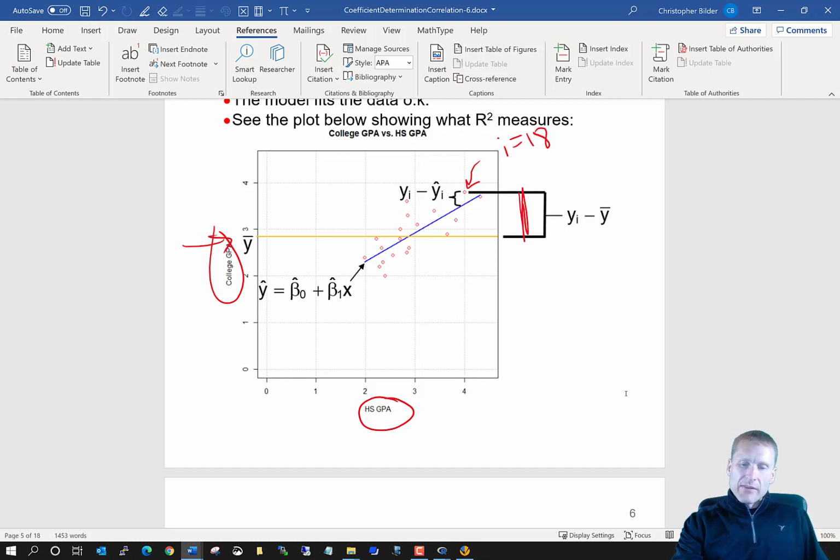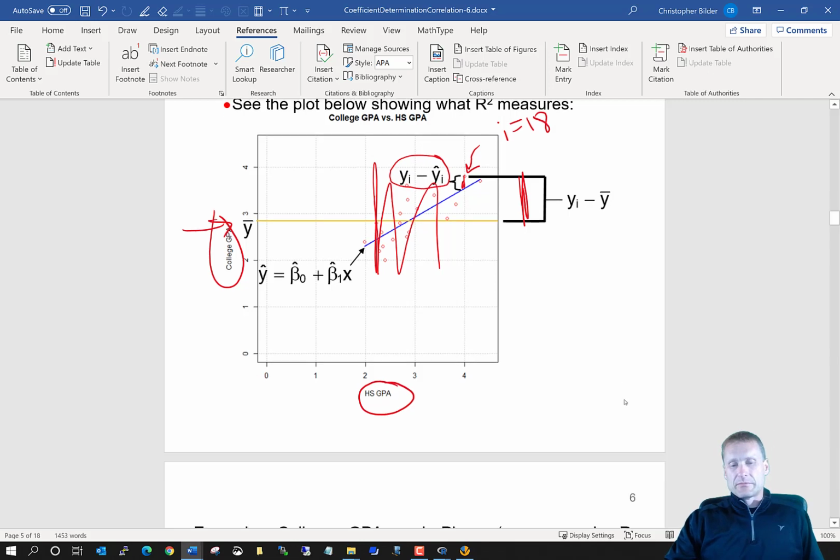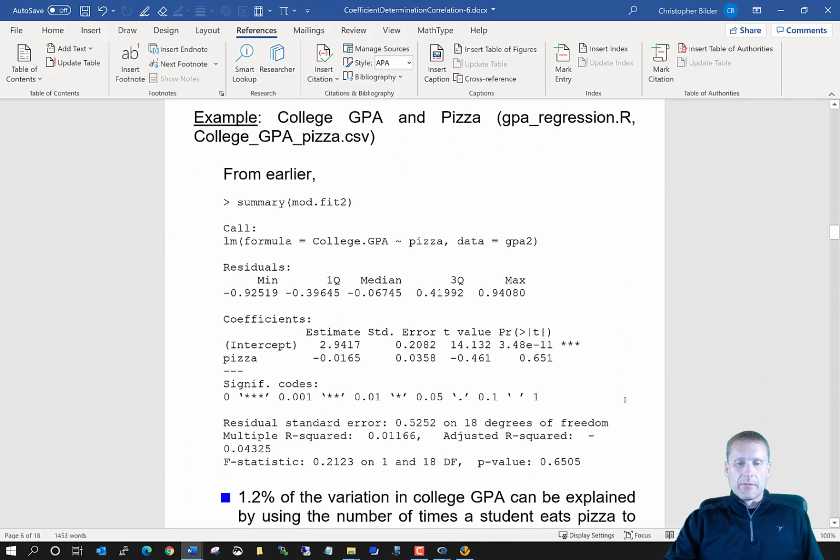But if instead I use y hat to predict what y is, we can take into account what x is, and you can see how dramatically my error has been reduced. That's why we can say, yeah, 58% of the variation in y, in terms of how these points are bouncing around here, can be explained by knowing what x is, or high school GPA.